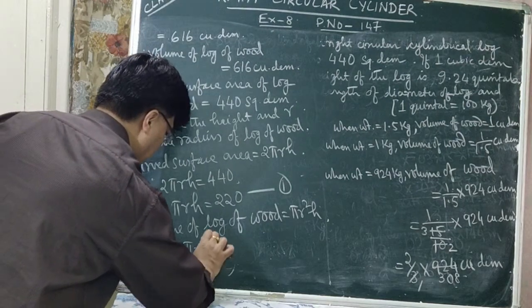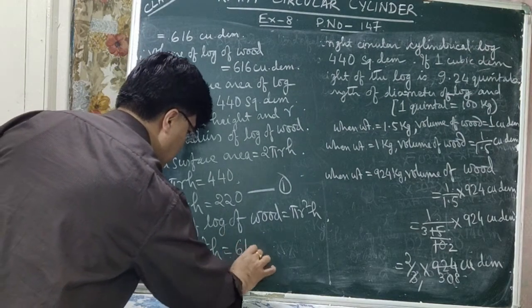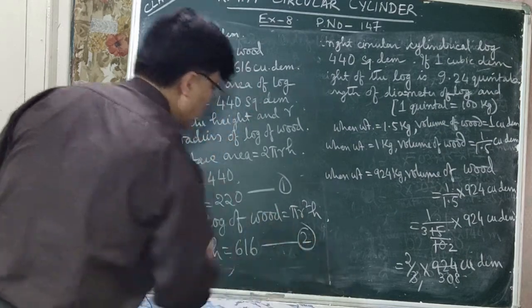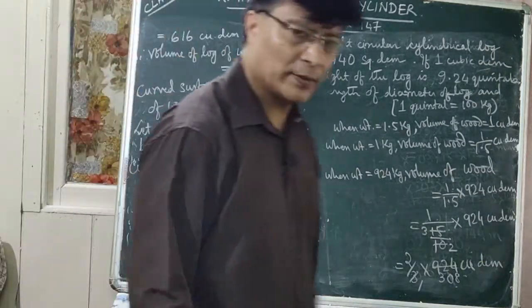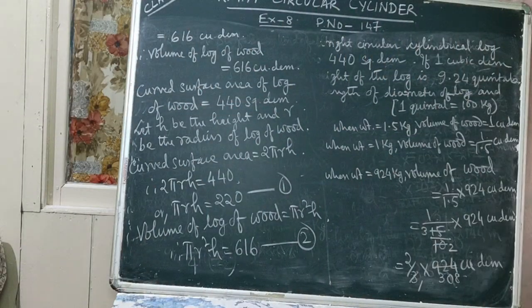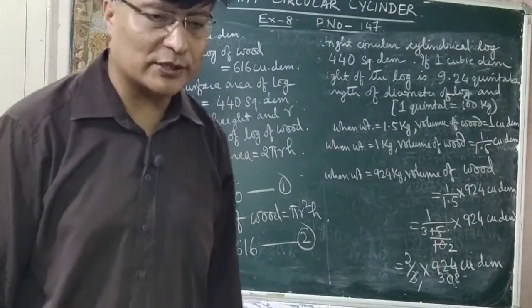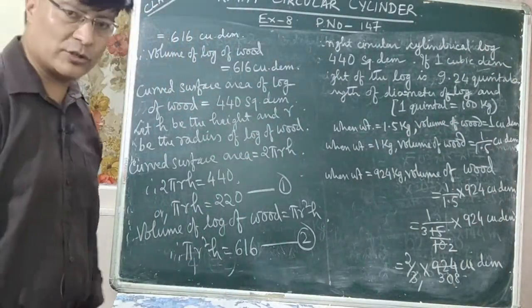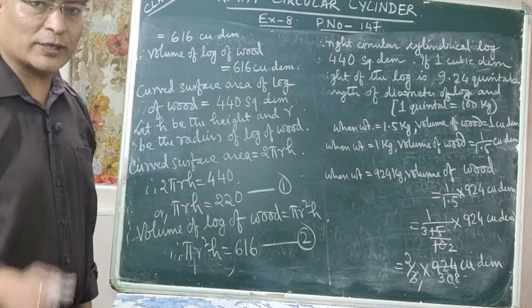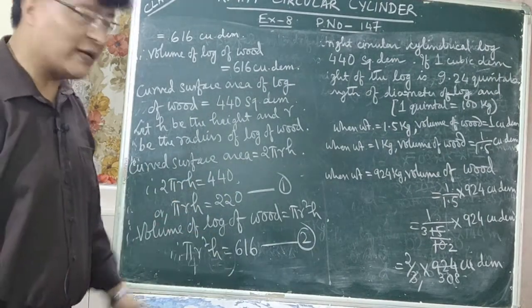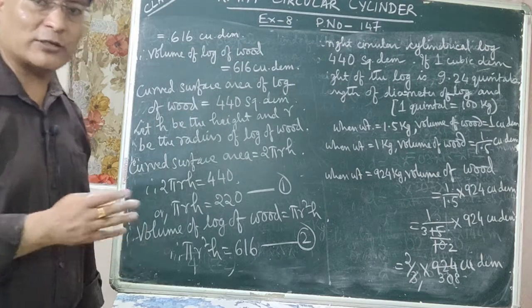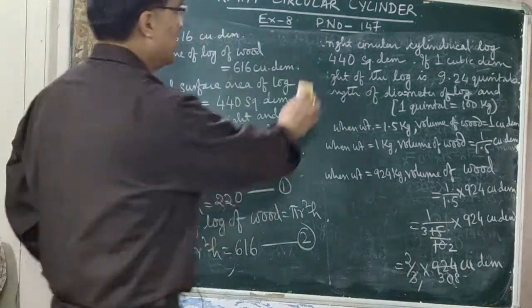Therefore pi r square h is equal to 616. Let us mark it number 2. So I think you have understood it. So now we have to calculate the values of r and h. So you have to solve these two equations, that is equation 1 and equation 2, to get the value for r and h. So what will you do with this 1 and 2 to get the value for r and h? You can divide it. Either you can divide 1 by 2 or 2 by 1, right?